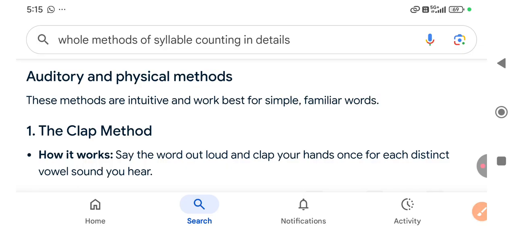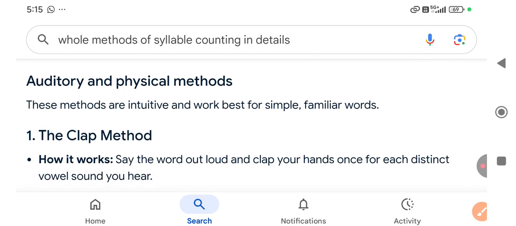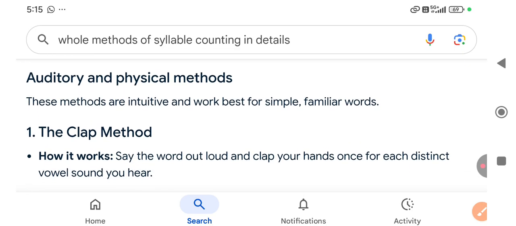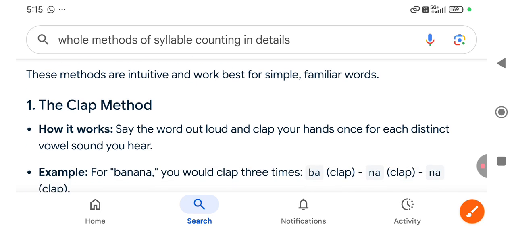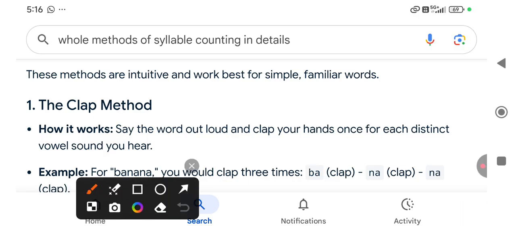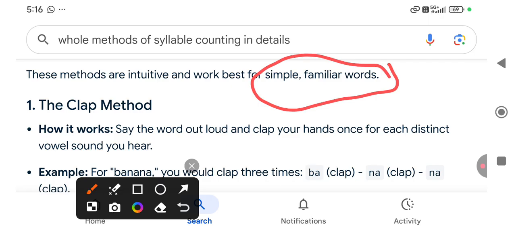So let us see. The first method is the auditory and physical methods. Auditory is something to do with listening. So what are they? We are going to see. These methods are intuitive and work best for simple, familiar words which are frequently used, that is, words which are often used in our day to day life. So here these methods work.